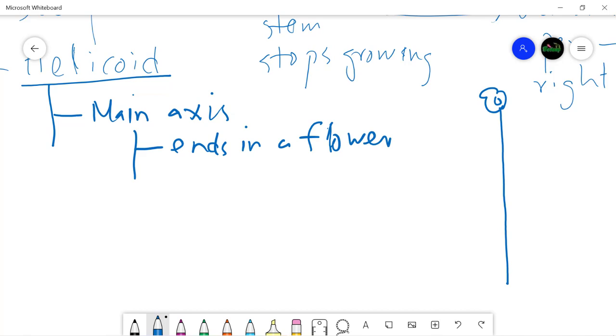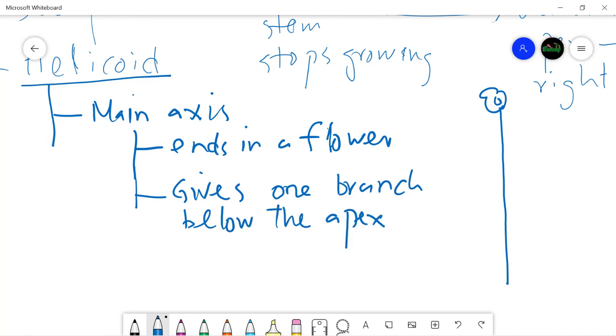Now since it's a uniparous cyme, it gives off one single branch below the apex. And again, like in scorpioid branching, we have two options, that this particular branch can either arise from the right side or from the left side. It depends upon you which option you select. In both ways, the pattern will be the same, either right or left.